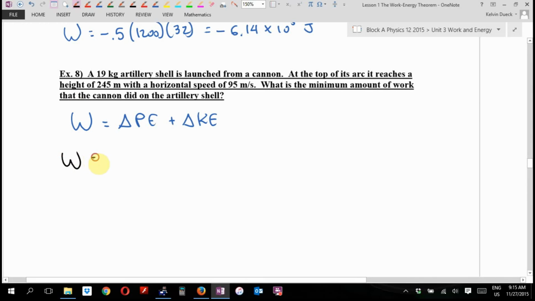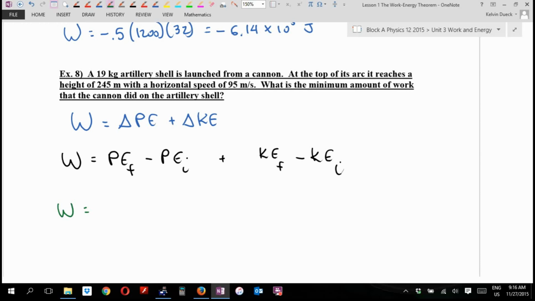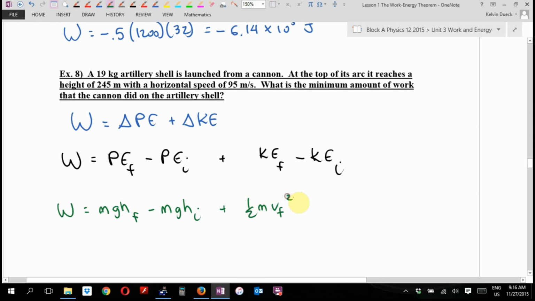So I'm going to break this into PE final minus PE initial plus KE final minus KE initial. You don't have to space it out like that. I just did it so you can kind of see where the things came from. Potential energy. Oh, what was the equation for potential energy? It's on the previous page. Oh, this is going to be mgh final minus mgh initial. Check. Plus a half mv final squared minus a half mv initial squared.